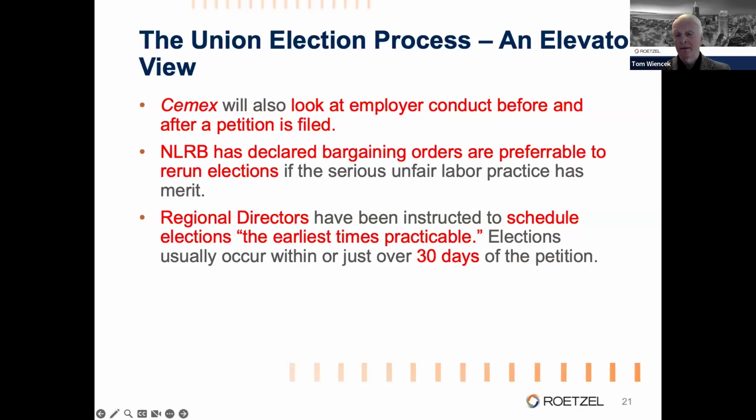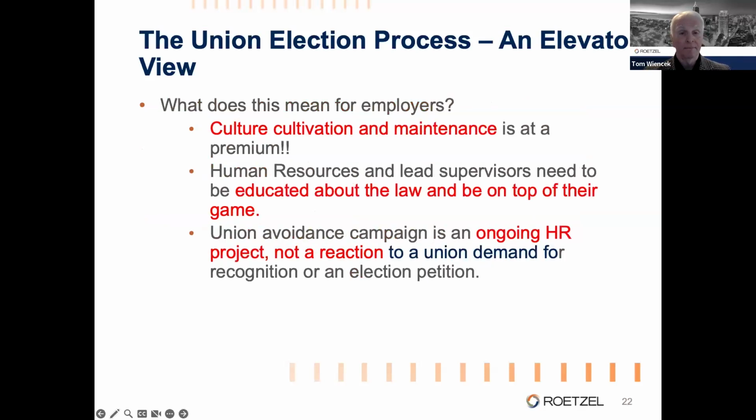And the regional directors have been instructed to schedule the elections at the earliest times practical. Typically it's 30 days. But when you get these petitions and you start interacting with the NLRB, they're going to try to get it in 21 days or as soon as possible. So you won't have much time to deal with the union organization campaign once that petition is filed, which is why it's an ongoing process that you should be prepared for beforehand.